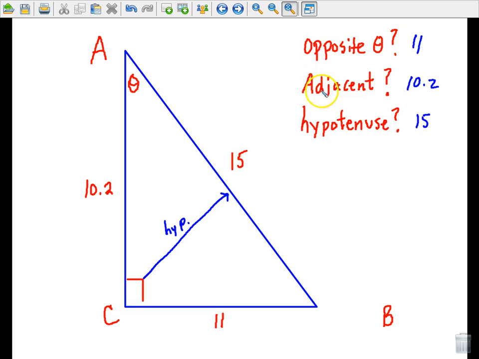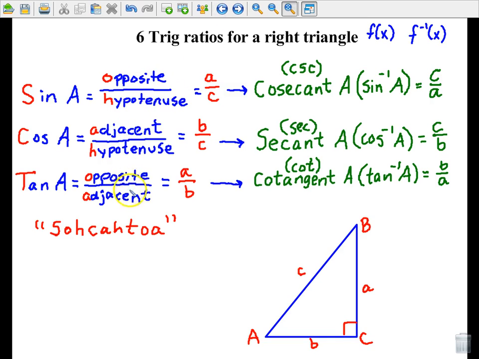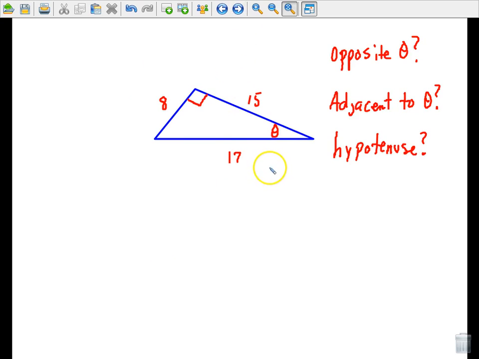So we have the opposite side, the adjacent side, and the hypotenuse. And you can see how all of those come into play in your trig ratios. All right, let's just try this little exercise again. Here's theta. What is the side opposite to theta? That would be the one that has a length of 8. The side adjacent to theta, well, you might say, well, both of these are adjacent.